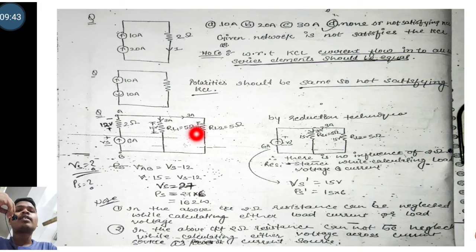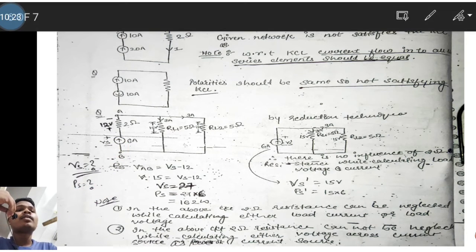Now see question number 3. Here a 6 ampere current source with a 2 ohm resistance is given, and a 12 volt voltage source is given across the points A and B, and across that a 5 ohm resistance and another 5 ohm resistance are connected in parallel. The voltage sources here are 15 volt and also 15 volt, because they are connected in parallel, so the voltage is the same. It asks us to find the voltage source Vs and the power across the source Ps.